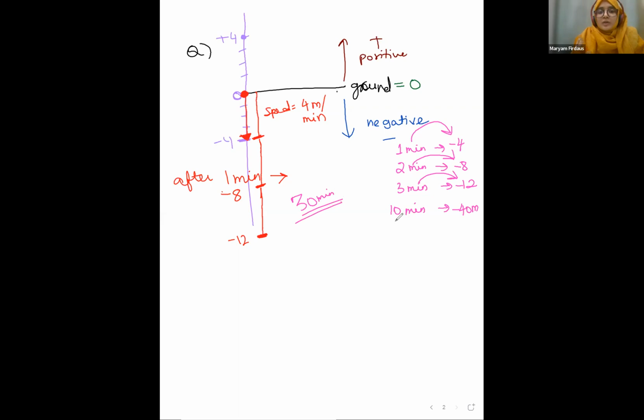Okay. So 10 minutes is minus 40 meters. So 30 minutes, how much? 30 multiplied by 4 is 120, minus 120 meters. Minus 120 meters. Did you understand this? Yeah. Okay.